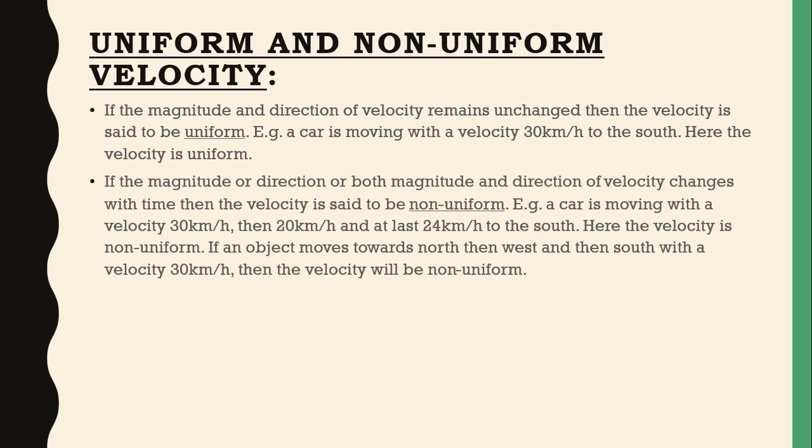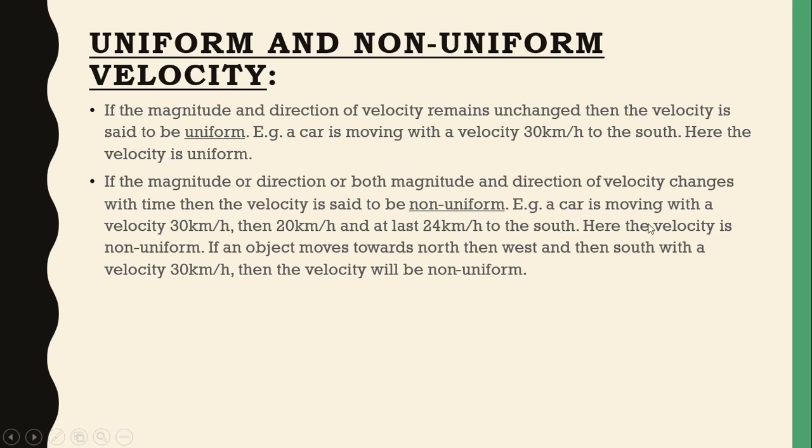Now, if the magnitude or direction or both magnitude and direction of velocity change with time, then the velocity is said to be non-uniform. That is, a car is moving with a velocity of 30 km per hour, then 20 km per hour, and lastly 24 km per hour to the south. Here we can see that the magnitude of velocity changes with time, but the direction is the same. Here the velocity is non-uniform.